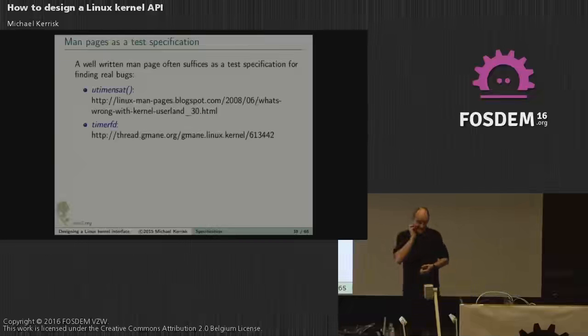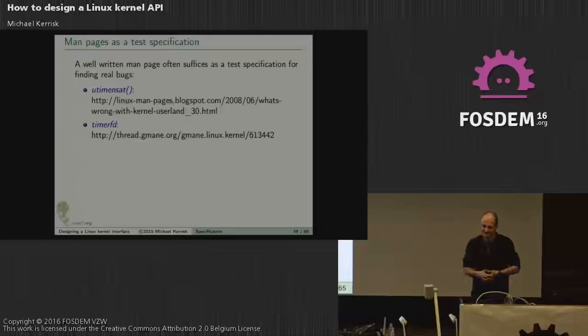So one of my arguments, and I'm biased, is that if you write a good man page, it gives you a good specification for testing. My bias, though, has some basis in experience. So I've gone through this process of writing man pages for kernel APIs where there was no man page, and then used those man pages as test specifications for the APIs.